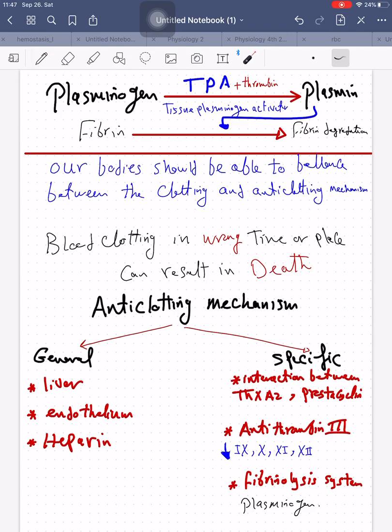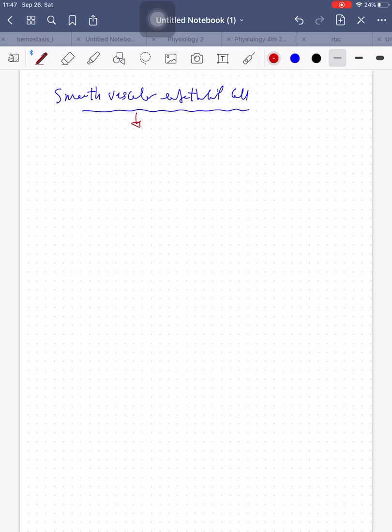So if you need to understand this result, I could say for you guys that we have smooth vascular endothelial cells. These endothelial cells are able to release specific molecules called NO, nitric oxide, like adenosine, like thrombomodulin.